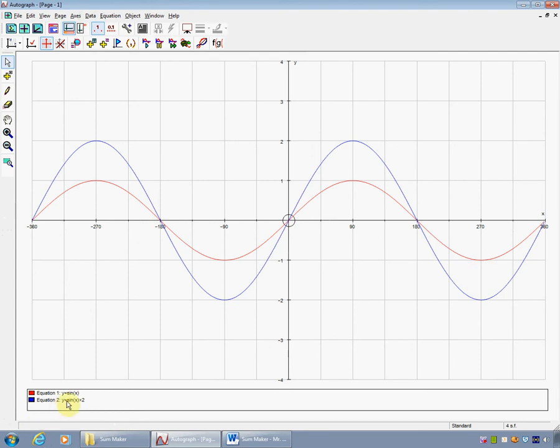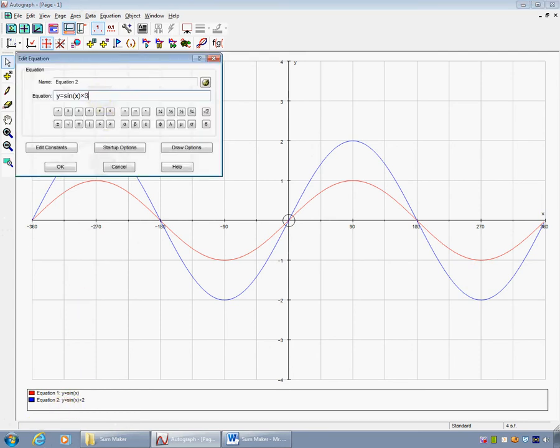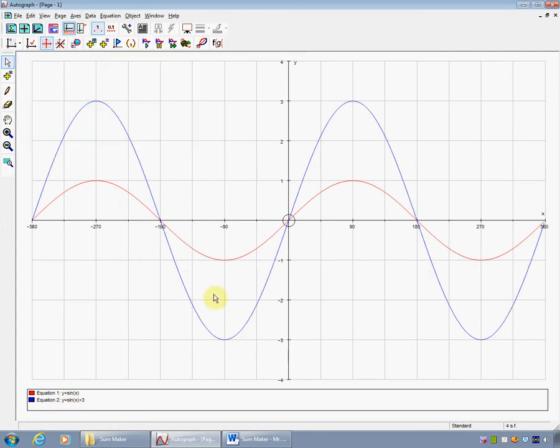So what happens if I times it by 3? Would I expect that to stretch up to 3? Yeah, it does. There we go. It stretches up to 3 and down to 3. So it happens as I expect.